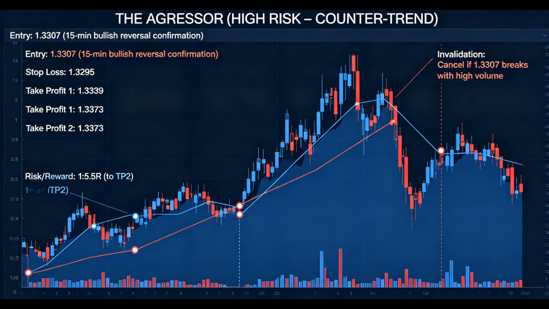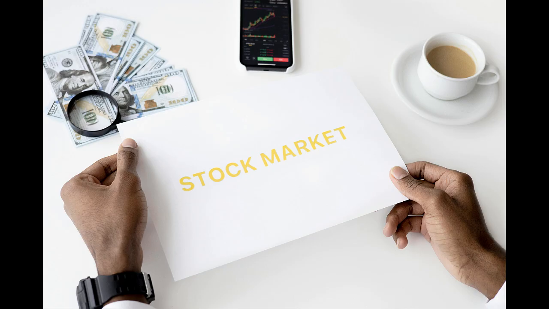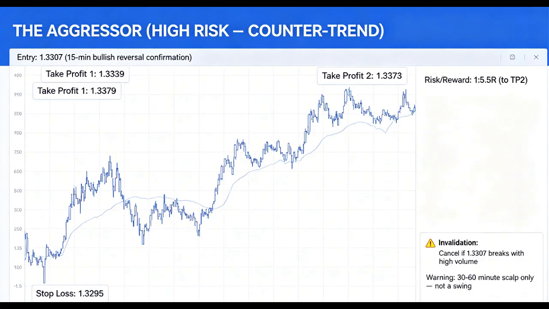Target 2 is 1.3307. Once target 1 is hit and stop is at break even, let the second half run to S1. Total risk reward approximately 1 to 2.5 on the full position. Trailing stop rule. Once price breaks below 1.3320, move stop to 1.3339. Lock in profit. Never let a winning trade become a loser.